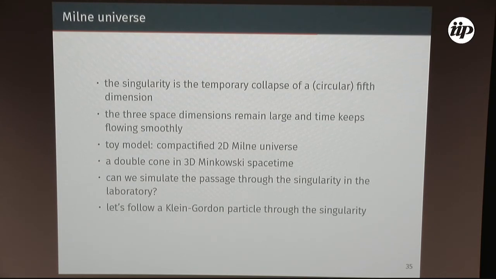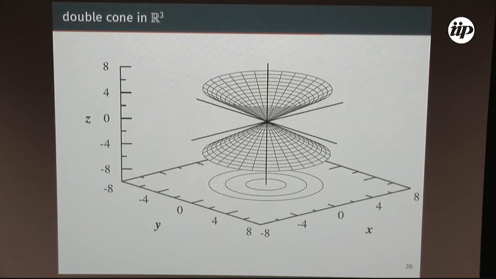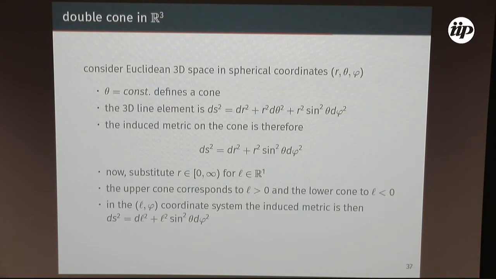So that's what we try to do. So this is the cone, and a cone in Euclidean space is defined in spherical coordinates by just taking theta angle constant. So the 3D line element becomes this, which is the induced metric of the surface in Euclidean space.